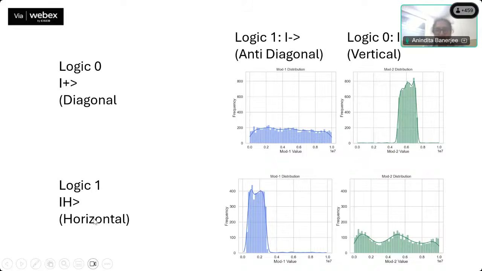Similarly, these are test cases. I'm sending logic 1 for some time, and logic 1 is written as a horizontal state, and I can be assured that I'm certainly detecting logic 1 if I'm detecting the minus state, which is an anti-diagonal state, and it corresponds to logic 1 at the Bob side.